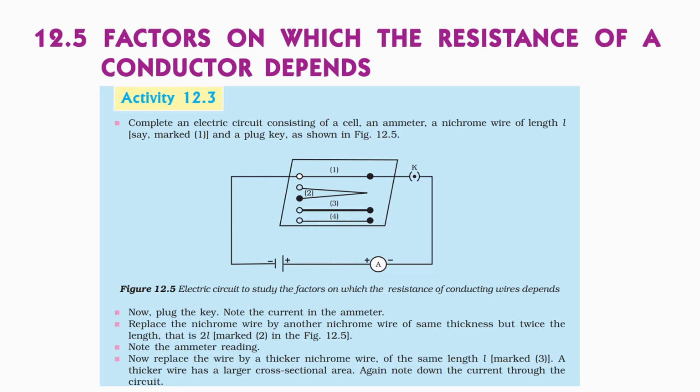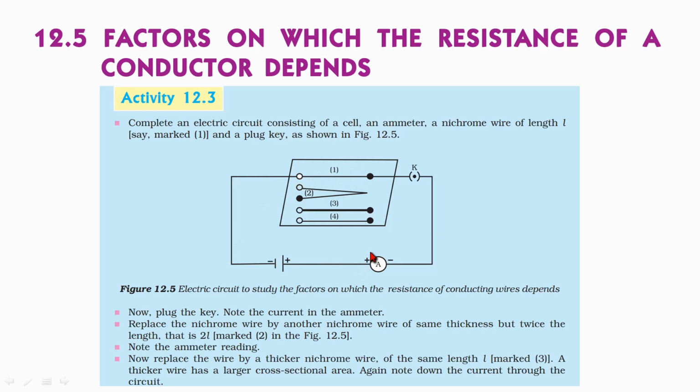In first, he wants us to complete an electric circuit consisting of a cell, ammeter, to note the current flowing into the circuit in different situations. In first, we have to notice the current going through the nichrome wire. We will have some reading. Say, for example, we have a reading X.